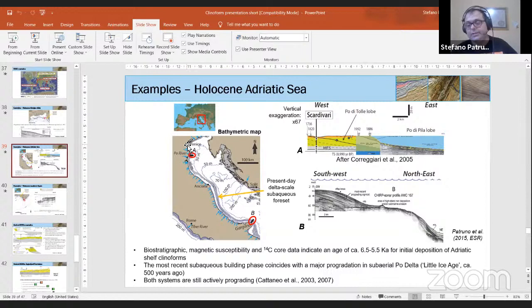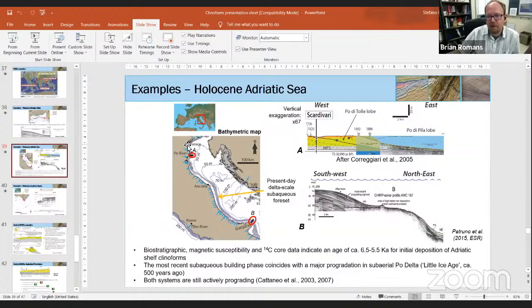Yeah, and it makes me wonder, and I don't do experiments, but if you assume a single point source, is there a characteristic aspect ratio, right? If a clinothem is X long proximal-distal, it's 2X wide or 3X wide or something like that. But I think the multiple point sources and currents really complicate that because they can move everything around.